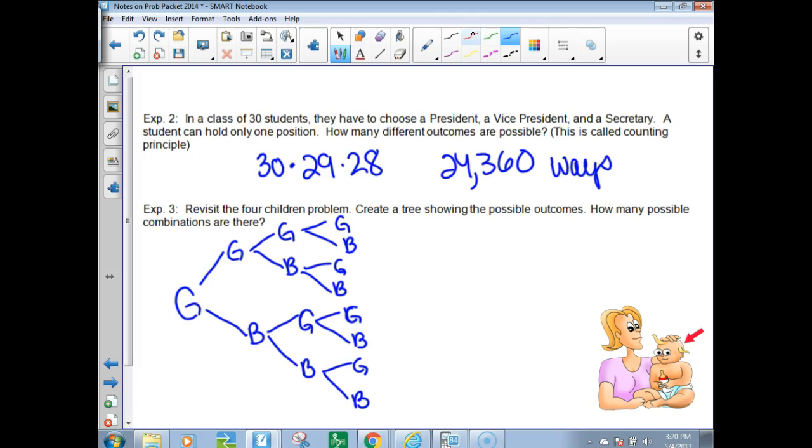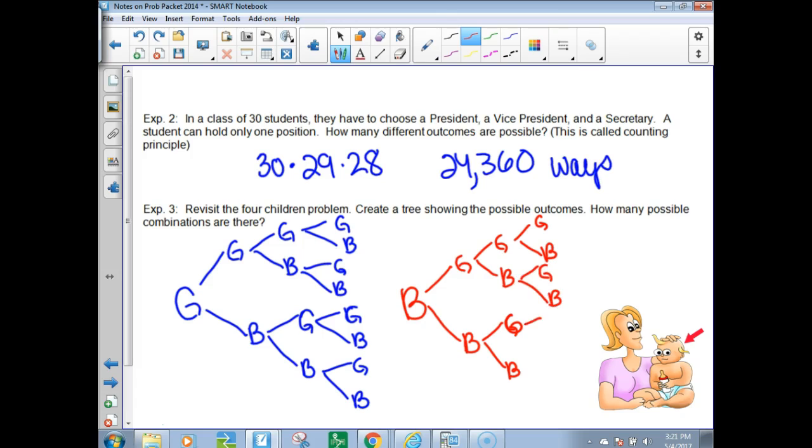Now, what if our first child hadn't been a girl? It happened to be a boy. Then you could have had a girl after that or a boy. And then from there, you could have a girl or a boy. And then you could have a girl or a boy. The same number as it was before. What was it before?